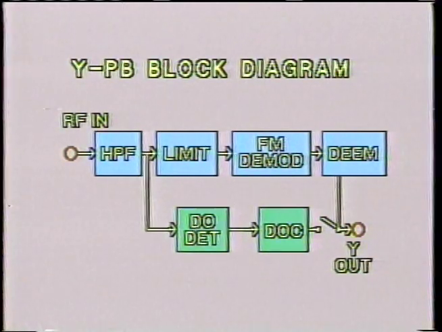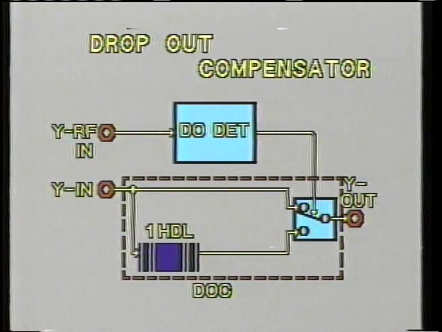The DOC circuit. Because the video track is extremely narrow, small particles of dirt and dust on the tape can be the cause of signal loss during playback. This signal loss is known as dropout, and the purpose of this circuit is to compensate for this.